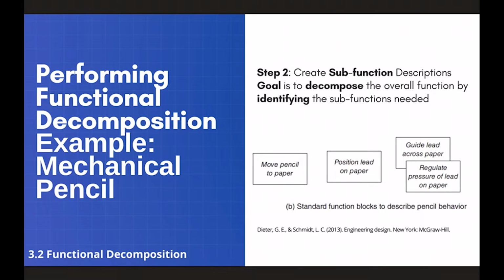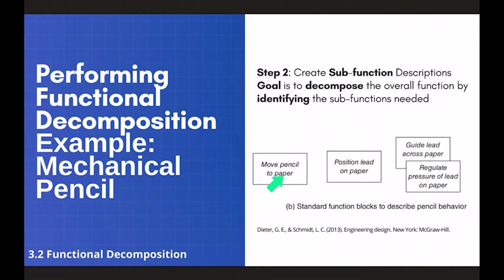In order for the lead to be marked on paper, we need to move the pencil near to the paper. And then after that, we need to position the mechanical pencil lead on the paper. And then we need to guide the lead across the paper. And then when we want to make marks on the paper, we need to regulate the pressure of the lead on the paper. So these are the sub-functions related to the overall function.